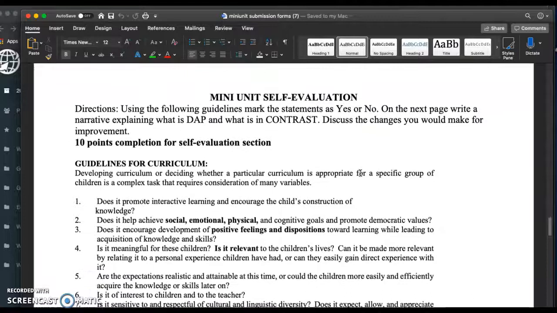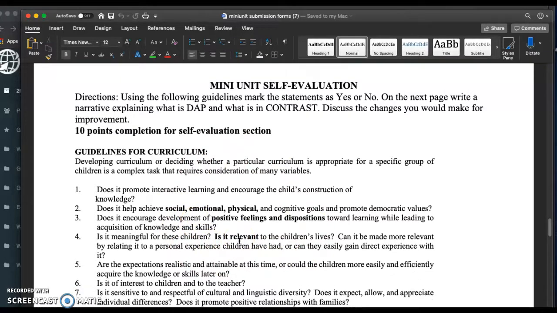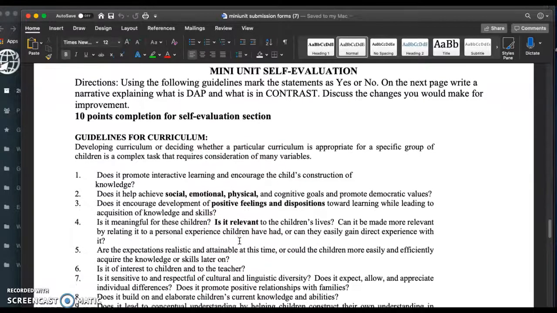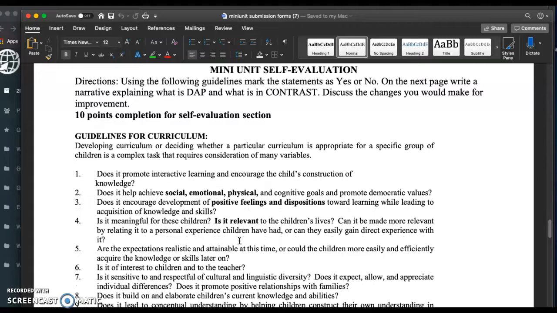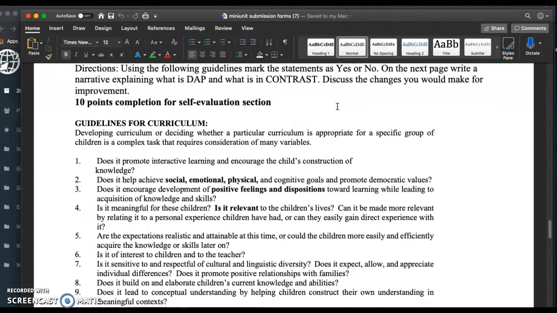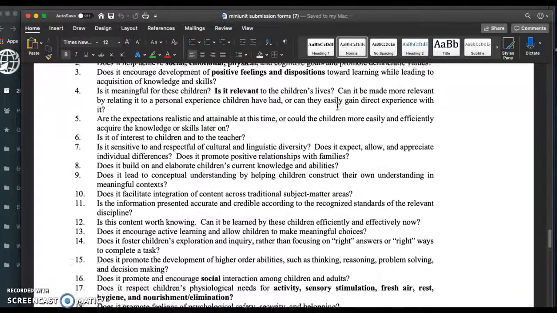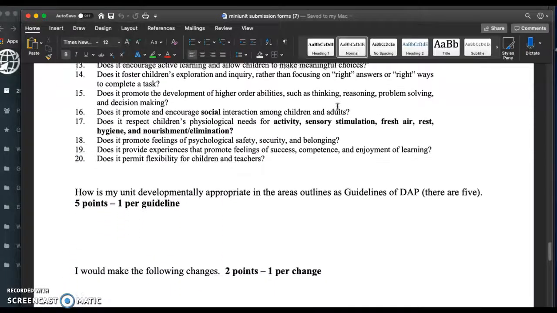You're going to use the following guidelines that are right here to self-assess. Then you're going to write a narrative explaining what DAP is and what it is in contrast with. Discuss the changes you would make for improvement. So this is 10 points for completing this self-evaluation section.